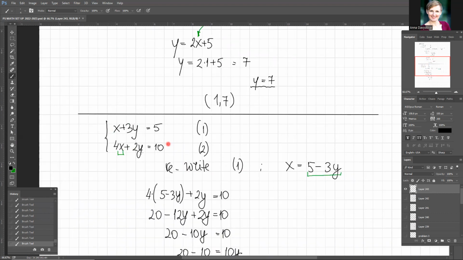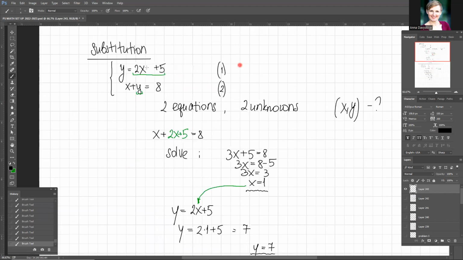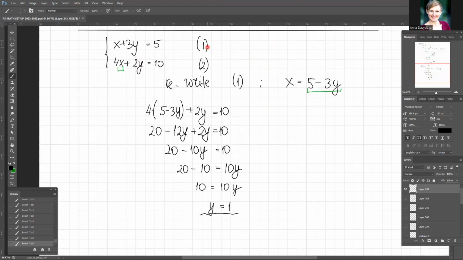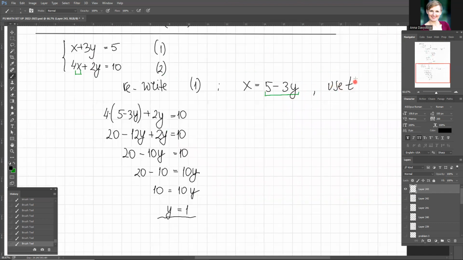So again, in this system, there was no explicit and clear and very obvious expression that would say y equals something or x equals something, as we had in the previous case. For that reason I had to rewrite the first line such that I have something explicit. x is now expressed in terms of y. x equals 5 minus 3y. And then I can take this expression and use it in line 2.